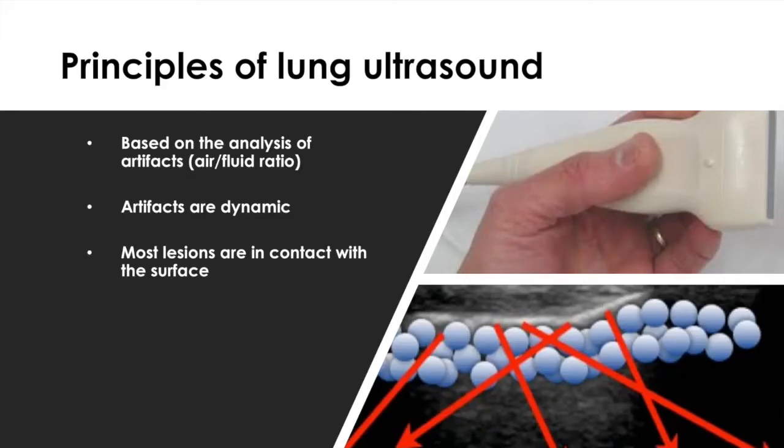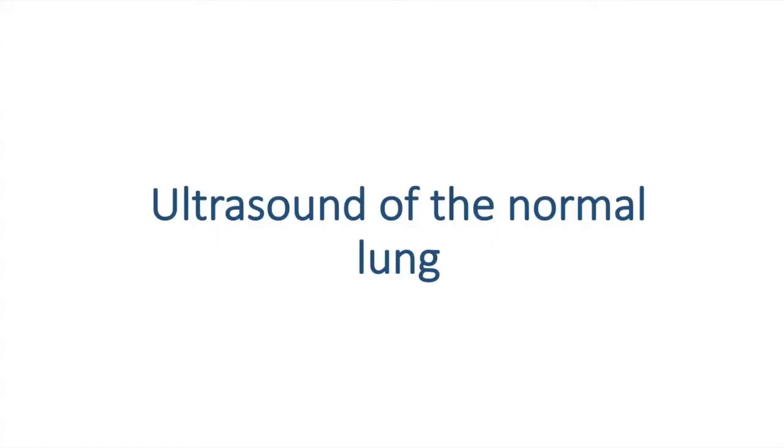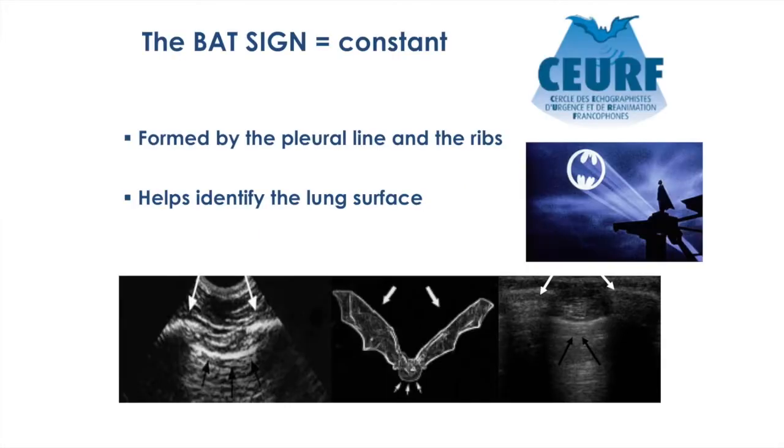So the three main principles of lung ultrasound are, first, it is based on the analysis of artifacts created by the air-fluid ratio. Second, these artifacts are dynamic, so you will record video clips and not frozen images. Third, most lesions are in contact with the surface. Let's start the teaching on scanning the normal lung. First, you need to find the lung.